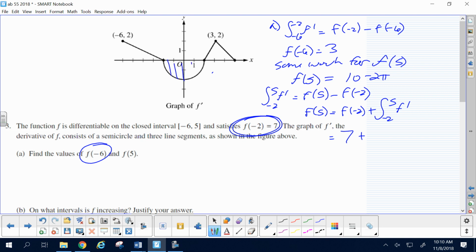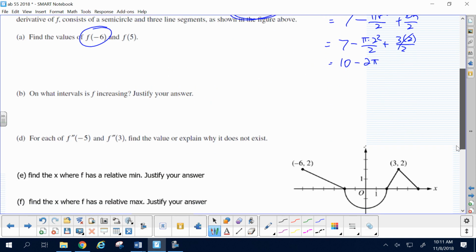From negative 2 to 5, that's a half circle, but it's below the axis. So that's a negative area, minus pi r squared over 2. Then a positive triangle, so plus base times height divided by 2. That's 7 minus pi times 2 squared over 2 plus 3 by 2 over 2. The plain old numbers come out to be 10, and the half circle's area is 2 pi. That's where that's going. You follow?